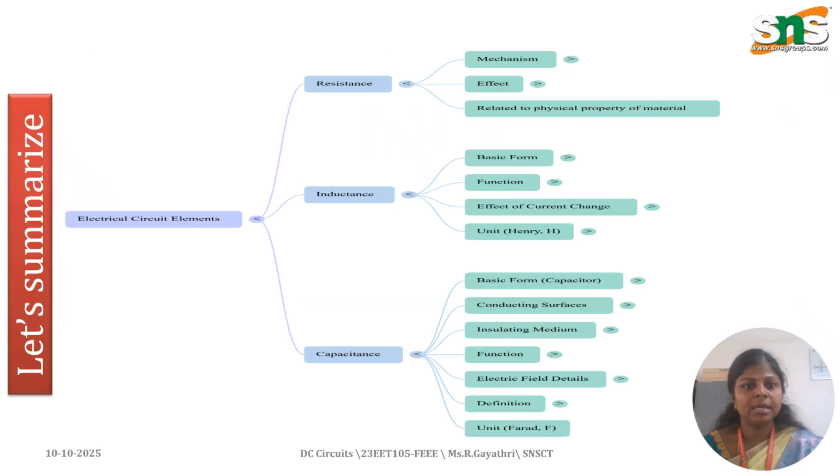Let us summarize the topic we have discussed. The DC circuits are classified into three major parts, which are resistor, inductor, and capacitor. The resistor is related with the help of the physical property of the material. For the inductor, the basic function and symbol are elaborated, along with its characteristics. In the capacitor, the basic structure, symbol and characteristics are narrated.